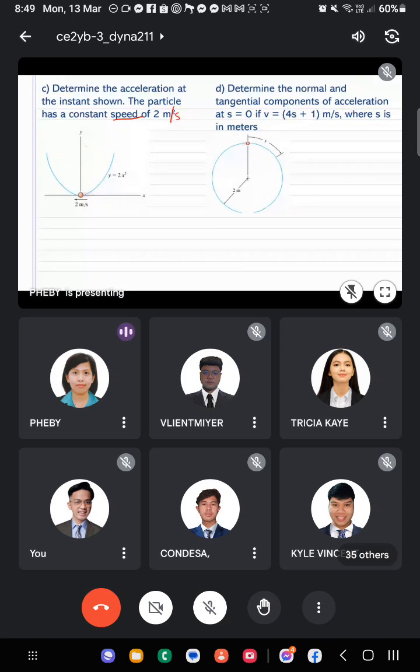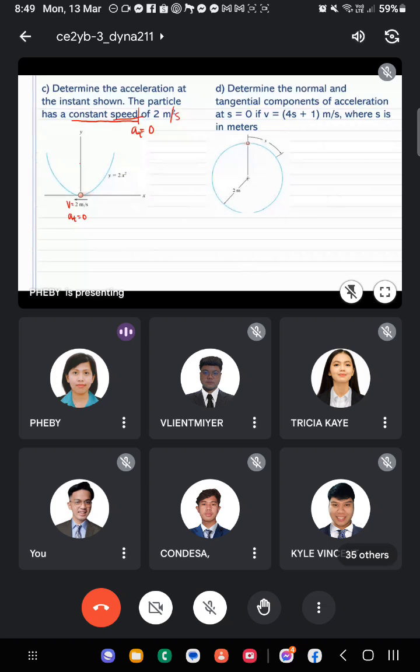So the particle has a constant speed. So for this problem, sabi constant speed. So therefore, wala tayong tangential acceleration. Kasi dito sa figure, ang given is 2 meter per second or yung kanyang velocity is 2 meter per second. So this is tangent to the path. So our AT is 0. Okay?